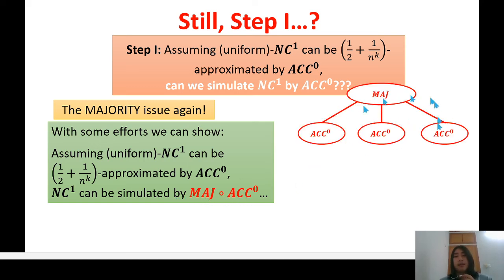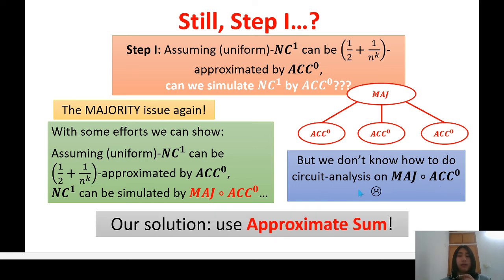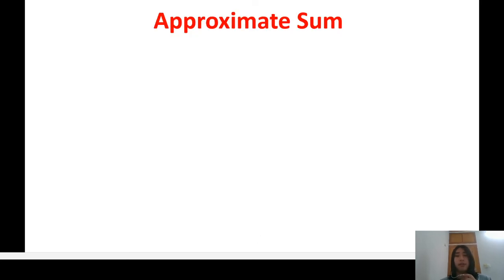That is like such a circuit. We can push the majority gates in our simulation into the very top of the circuit, and the bottom are just ACC0 circuits. So we still need a circuit analysis algorithm for majority of ACC0 to proceed, but unfortunately, we don't know how to do circuit analysis for this class. Our solution is to use approximate sum, which is something weaker than majority. So let me introduce this approximate sum.